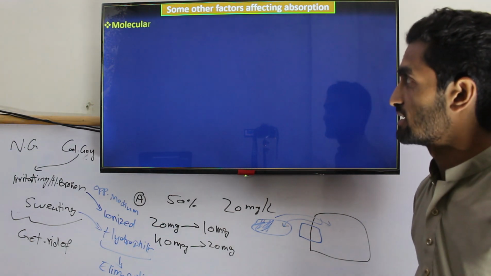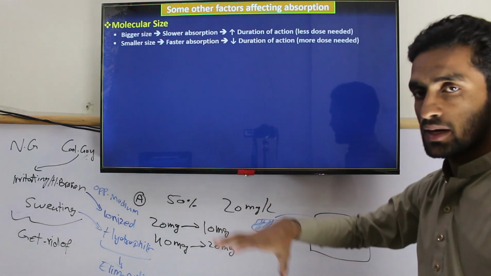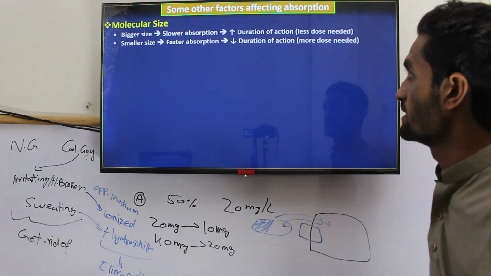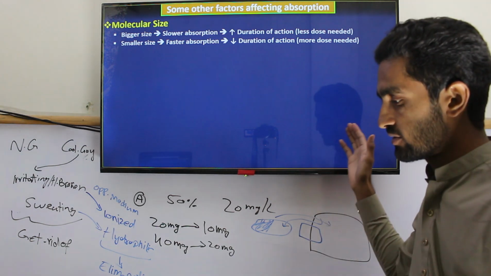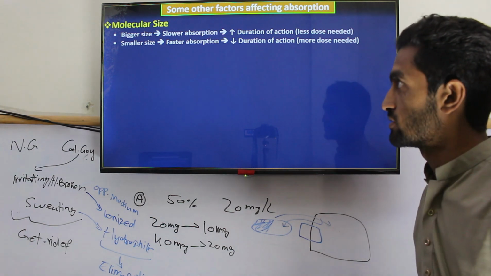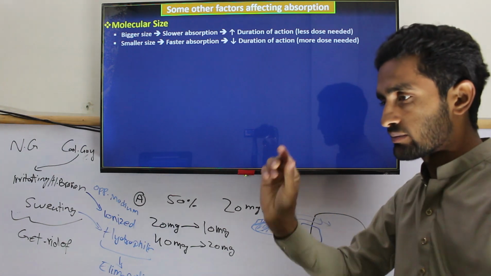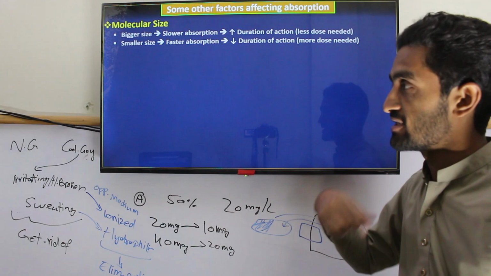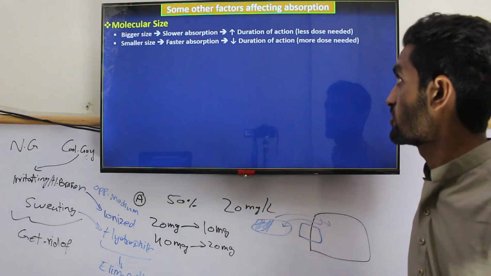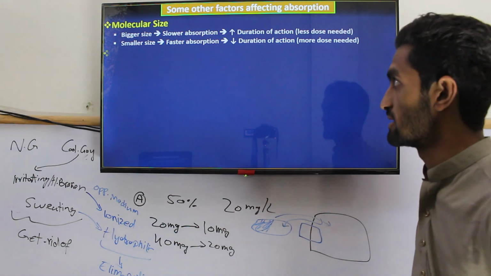Now other factors like molecular size. The bigger the size, the slower the absorption, but the duration of action will be increased because the absorption is slower and continues for a longer time, and fewer doses are needed. If the size is smaller, absorption is faster, but as it is absorbed faster, it is also excreted faster. So the duration of action will be decreased. That's why we need more doses in this patient.